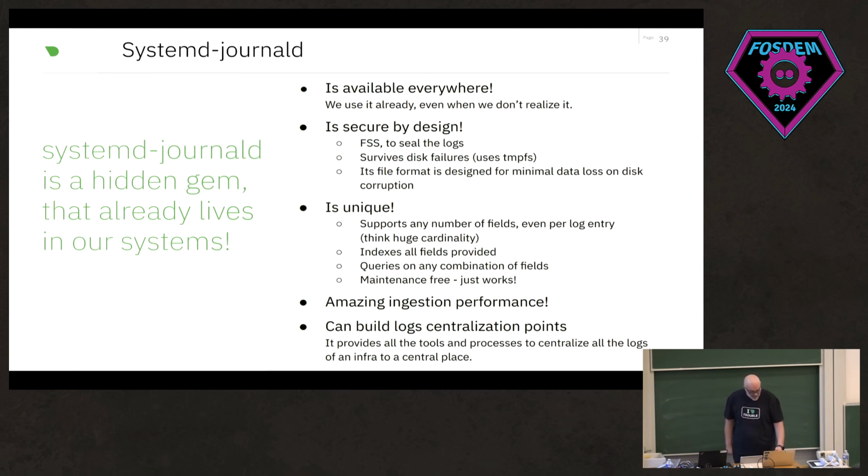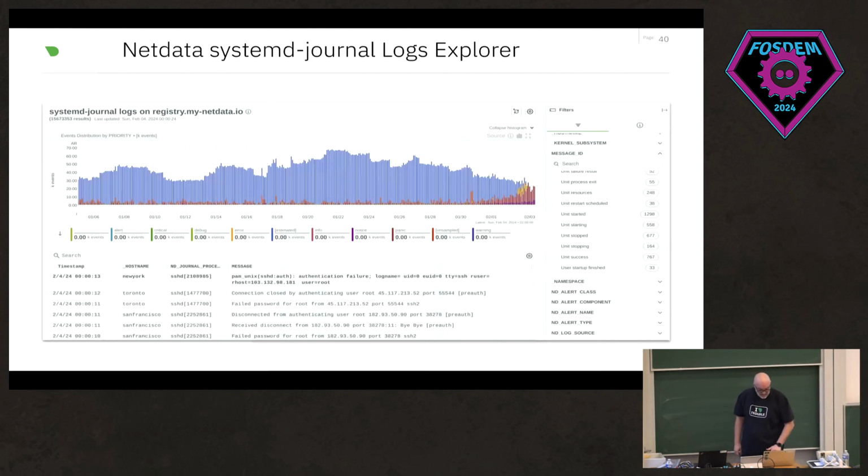Now, systemd journal has a lot of unique features, guys, especially if you are developers. The ability to index all fields independently of the cardinality. Independently. It doesn't matter. 1,000 fields, different values on every log line, indexed. Okay? This is unique. You can make troubleshooting amazing like this.